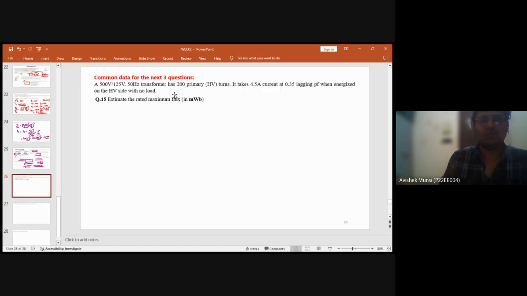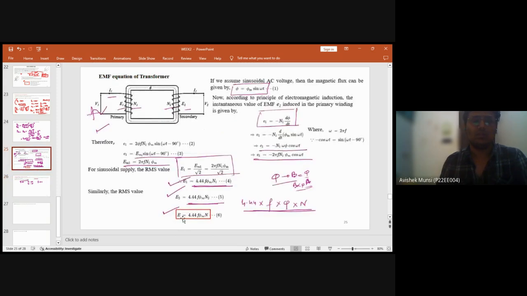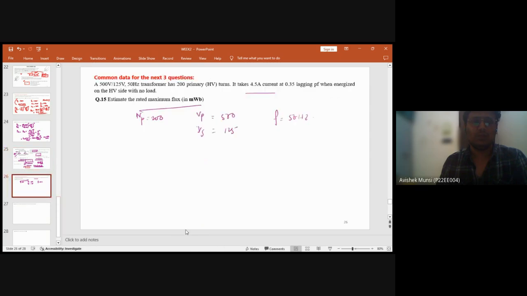So based on this, I am giving a problem to calculate the flux. The transformer is taking a current of 4.5 ampere at a power factor of 0.35. Primary turns are NP equal to 200. Vp and Vs are given. Frequency is 50 Hz. The current drawn is 4.5 amps. So what will be the rated flux? Based on this formula, you have to calculate. Okay. So this is the last set of questions I'm giving you.